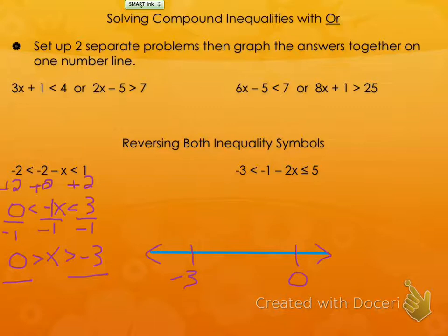So now again, first one I'm going to do is 0 is greater than x, which is going to be an open circle, and I'm going to point to the left. The second one I'm doing is x is greater than negative 3, which is another open circle, and my arrow is going to the right.